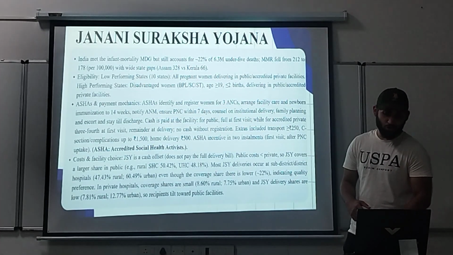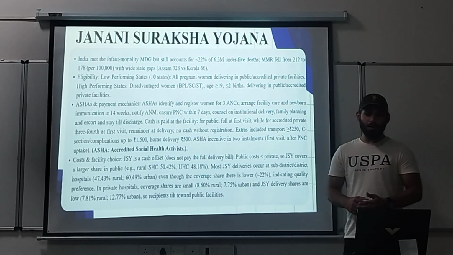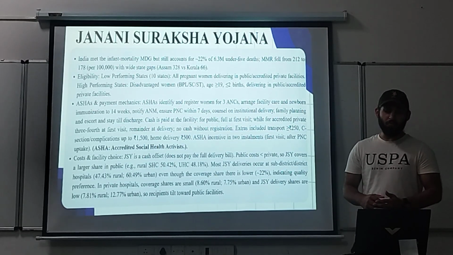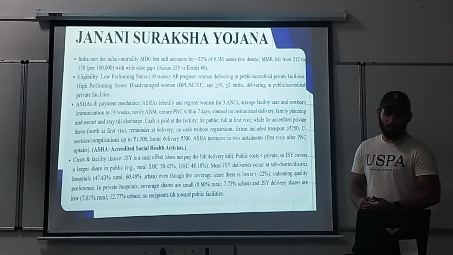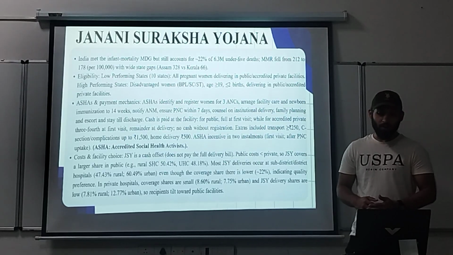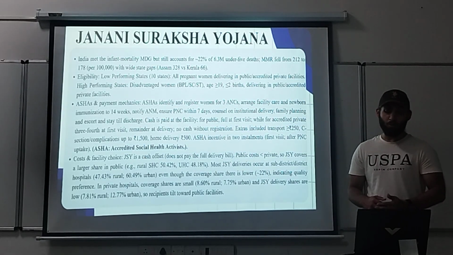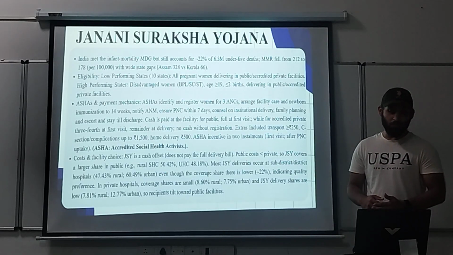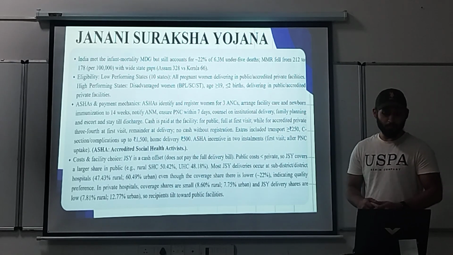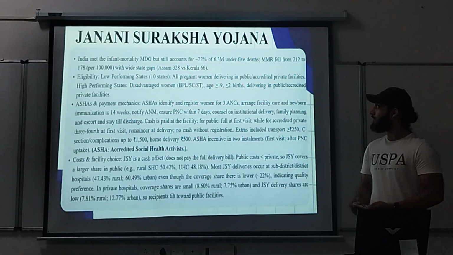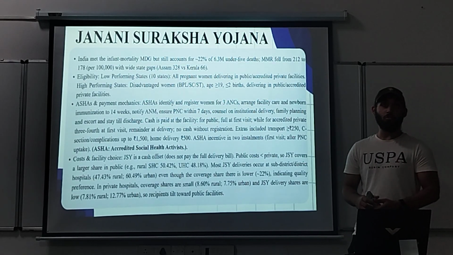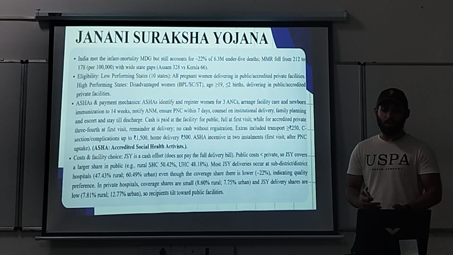When it comes to cost and facility choice, JSY acts as a cash offset, helping cover delivery costs. Public facilities tend to have a larger share in rural areas, with around 50.42% in rural areas, while most JSY deliveries occur in sub-district or district hospitals. Interestingly, while the coverage share in private hospitals is low, around 8.6% in rural areas, most JSY deliveries occur in public hospitals due to the cash offsets and lower delivery costs in public settings. In conclusion, JSY's influence on maternal and child healthcare is visible through its support for institutional deliveries, particularly in rural and disadvantaged regions where access to private healthcare is limited.